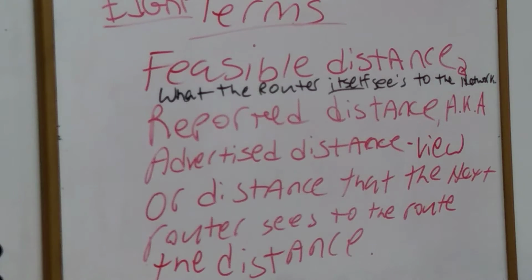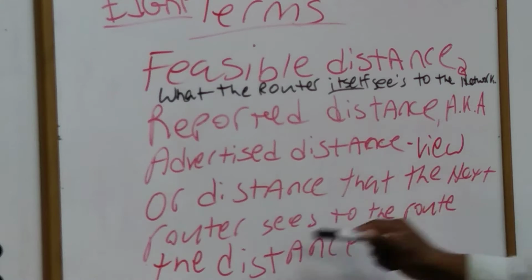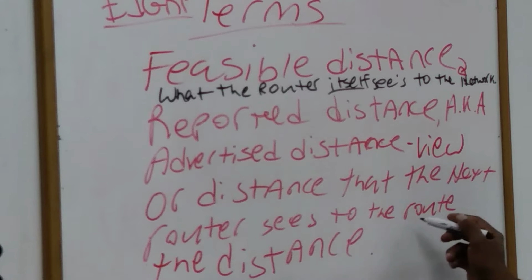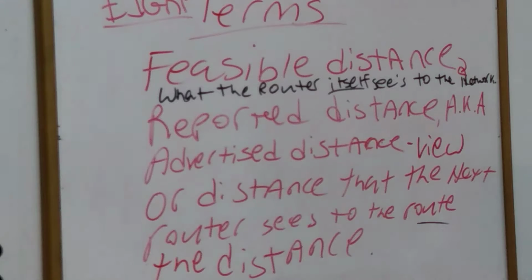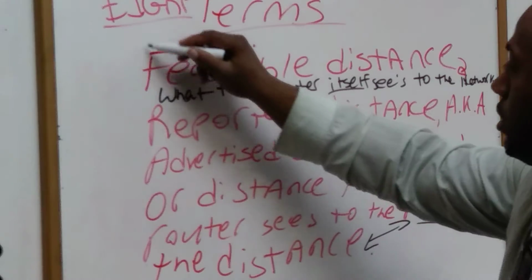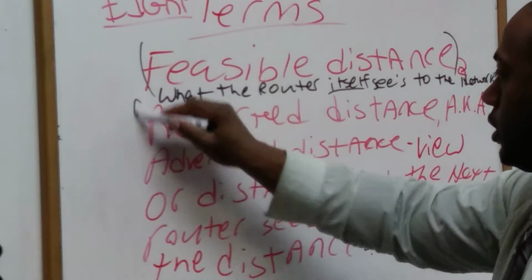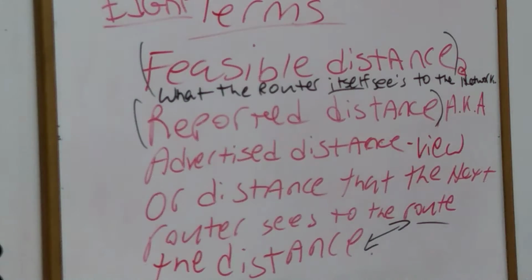The reported distance is the advertised distance, the view or distance that the next router sees to the route. Correct? The view or distance that the next router sees to the distant route. This is in reverse. But these are two terms, which are the feasible distance and the reported distance. And these are EIGRP terms.